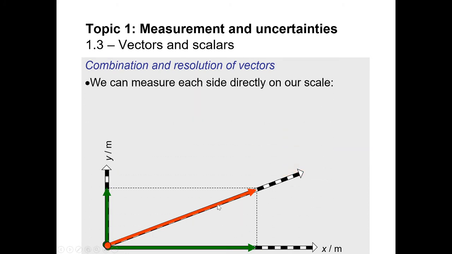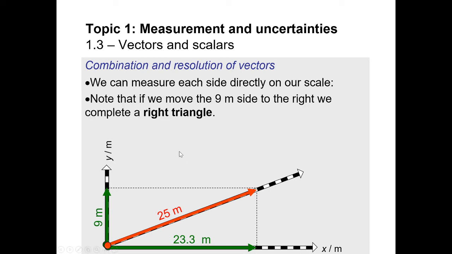Now, this is what we're trying to do. We're trying to resolve the red vector into its component vectors. Okay, so let's say the red vector, this ball has traveled a distance of 25 meters in whatever direction this is. Okay. Now its shadow in the y direction is 9 meters long, and its shadow in the x direction is 23.3 meters long. And that is simply determined by grabbing a ruler, figuring out the scale, and measuring it along each axis. Okay. Now, if you take the shadow along the y-axis and you translate it to the right, all of a sudden you get a right-angled triangle.